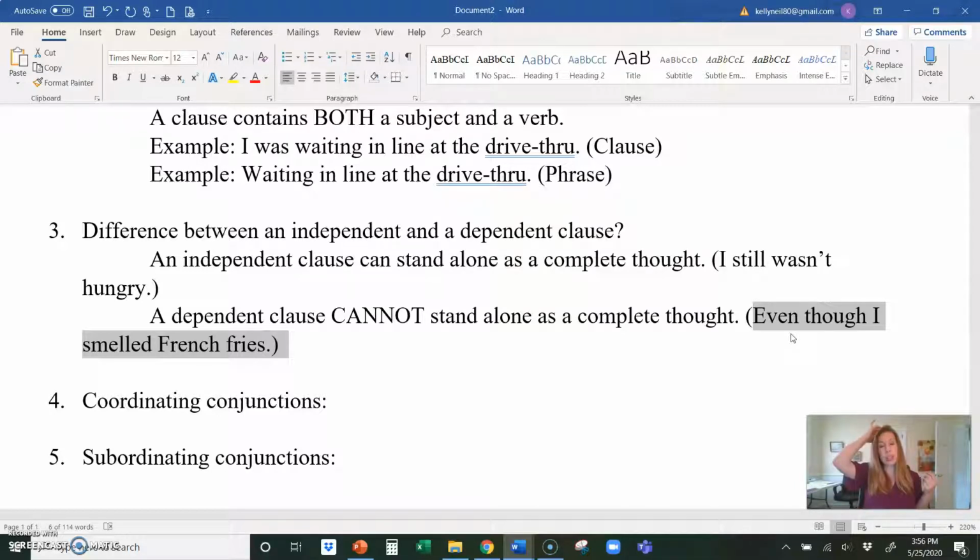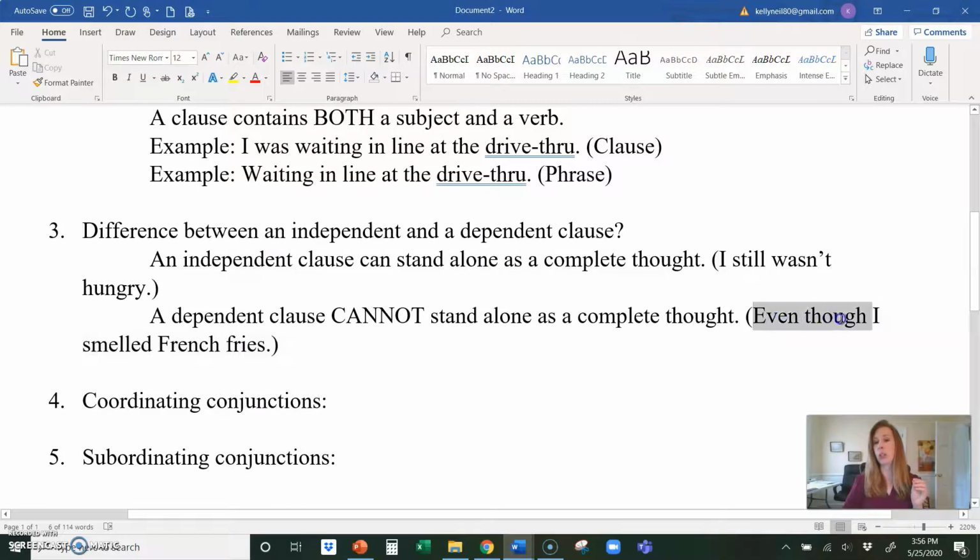So when you're looking to see if you have an independent clause or a dependent clause, a clause always has a subject and a verb. You gotta have that, otherwise it's a phrase. But the key is to look for what we call a subordinating conjunction. We're gonna get to that in just 1 second, okay? So that's the difference between an independent and a dependent clause.